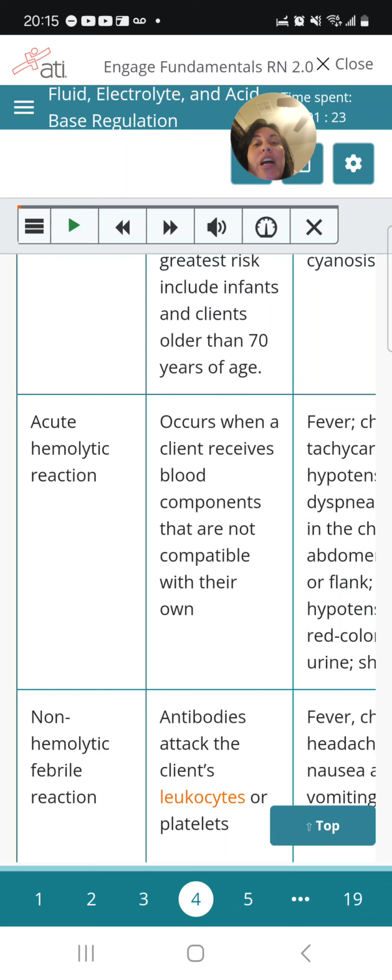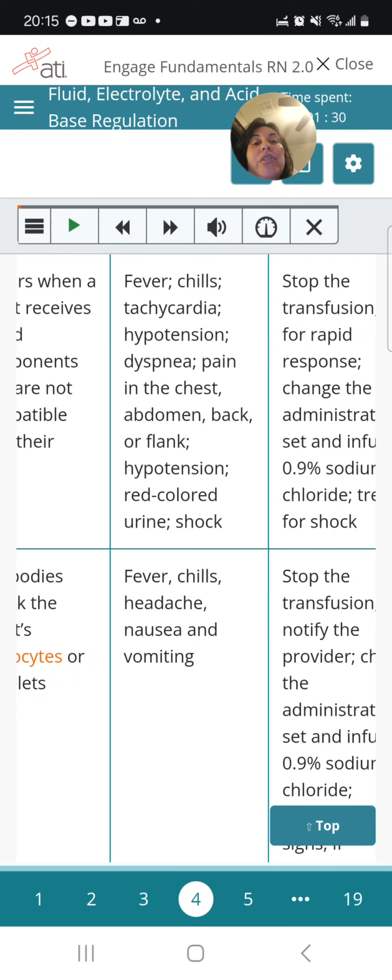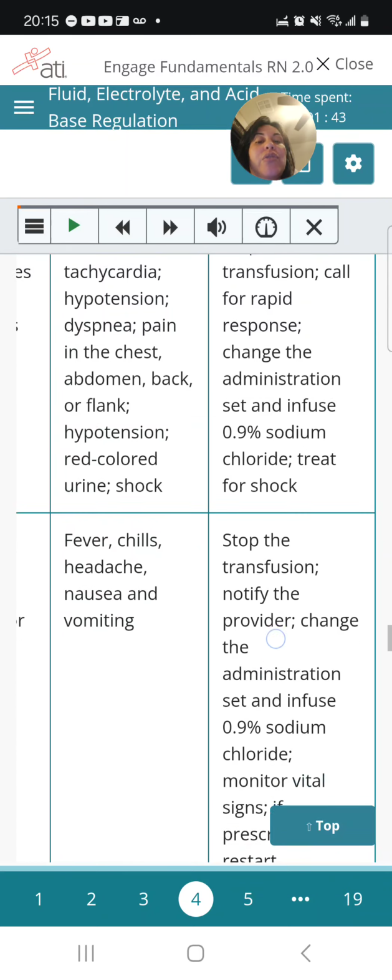Acute hemolytic reaction occurs when a client receives blood components that are not compatible with their own. We have fever, chills, tachycardia, hypotension, flank pain. Stop the transfusion, call for rapid response, change the administration set and infuse 0.9% sodium chloride, and treat for shock.